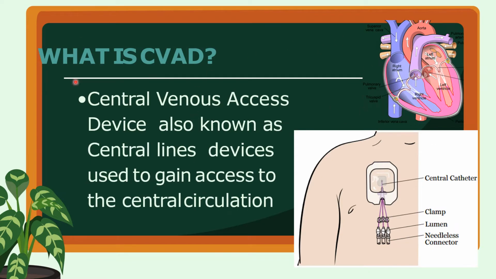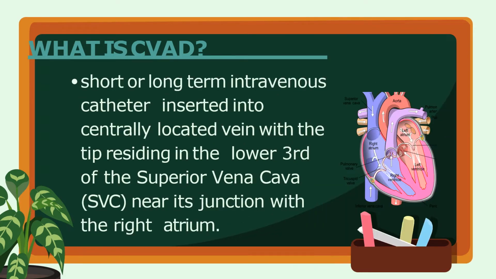Another term here is CVAD, which refers to the central venous access device, also known as central line devices that are used to gain access to the central circulation. The central venous access device can be a short or long-term intravenous catheter inserted into a centrally located vein with the tip residing in the lower third of the superior vena cava near its junction with the right atrium.